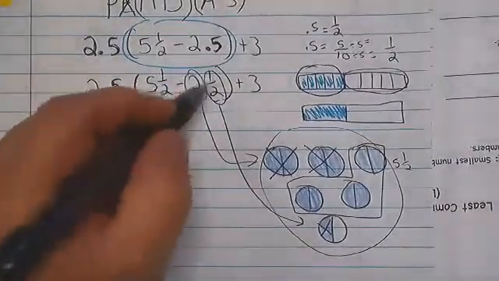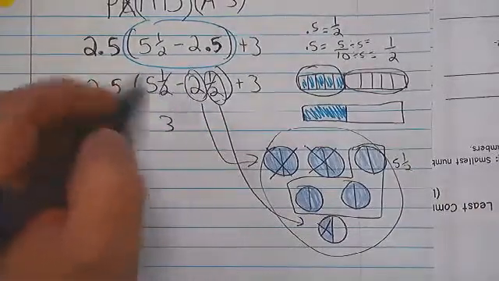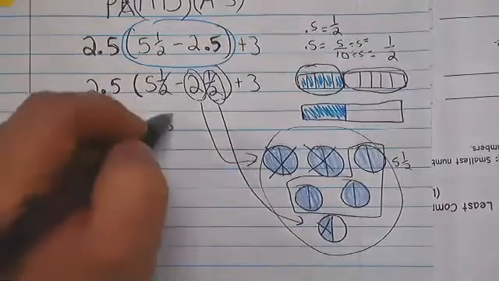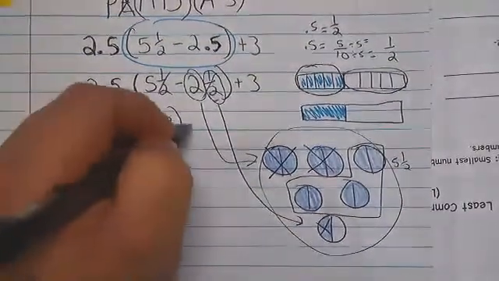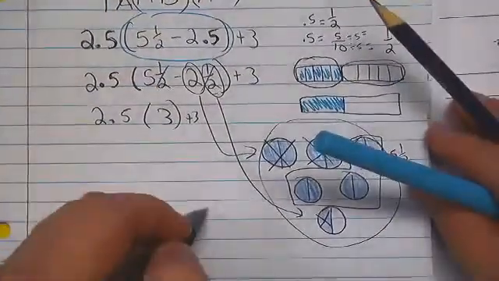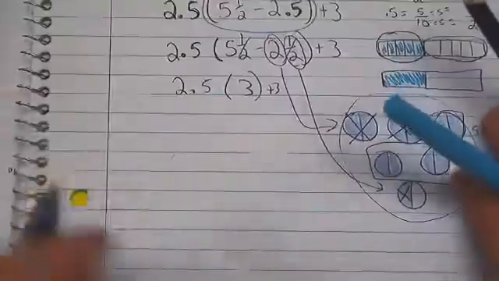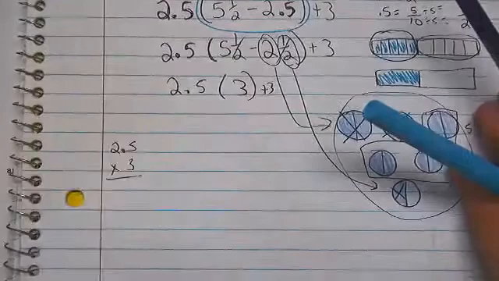You could also just do it like this. Half minus a half, well, those cancel out. 5 minus 2 is 3. So I can rewrite this as 2 and 5 tenths times 3 plus 3. Now I do know how to multiply decimals, so I'm going to go ahead and write it over here to the side. 2 and 5 tenths times 3, right?